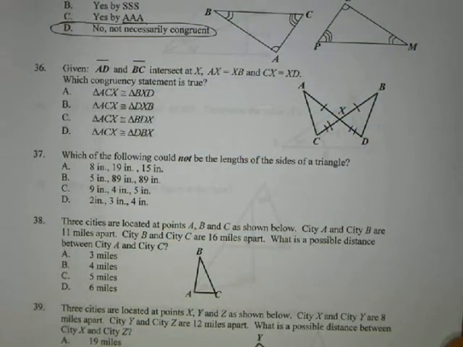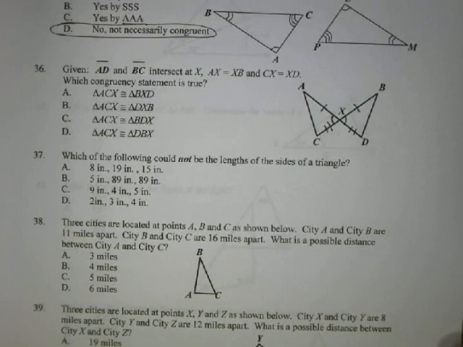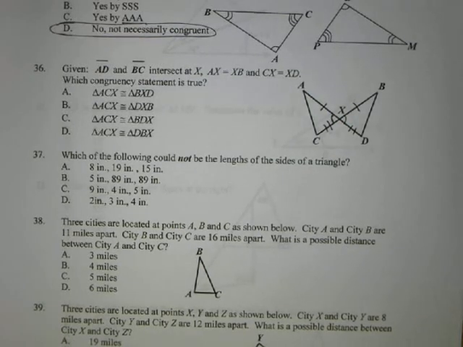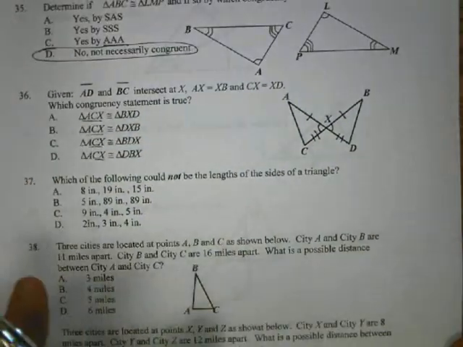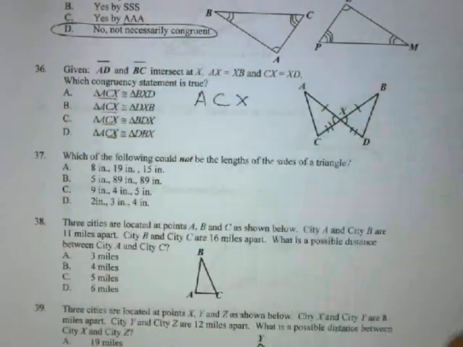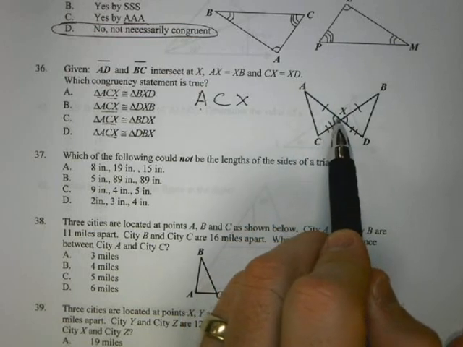In 36, we're given that AD and BC intersect at X, then AX and XB are the same, CX and XD are the same. Which congruence is true? Well, I also have a vertical angle. I can mark that here. But what it comes down to here is we have to name our congruence statement. We could look at it two ways. We could look at matching each answer, or notice that each answer has ACX as that starting triangle. So it's not match the two, it's say which one is congruent to ACX.